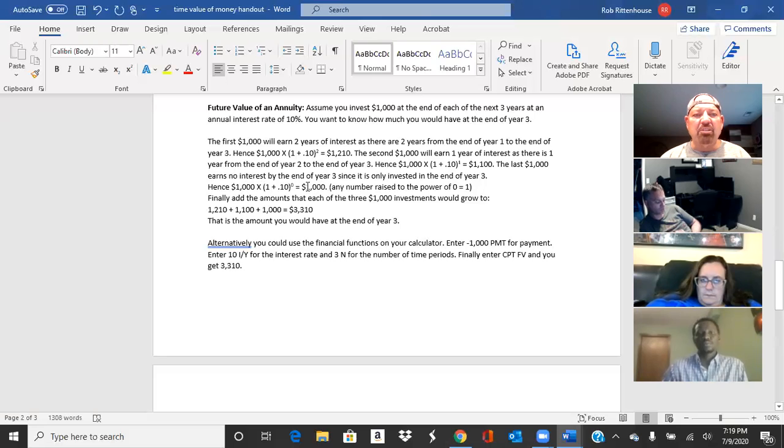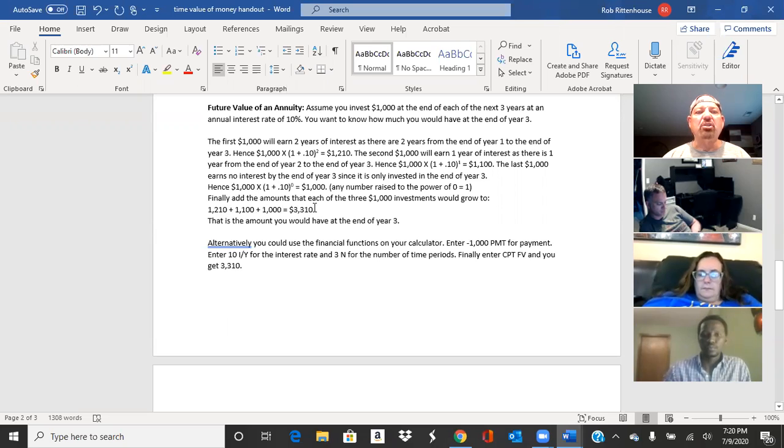So 1,000 times 1 means that 1,000 invested at the end of year 3 is only going to be worth 1,000 at the end of year 3 because, obviously, it hasn't earned any interest. So add the numbers up. You get 1,210 is what the first 1,000 would grow to, 1,100 the next 1,000, and then the 1,000 invested at the end of year 3. You'd have a total of $3,310 at the end of year 3.